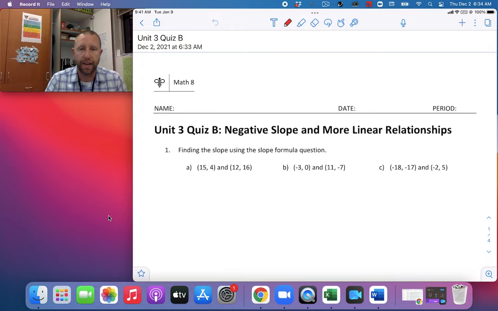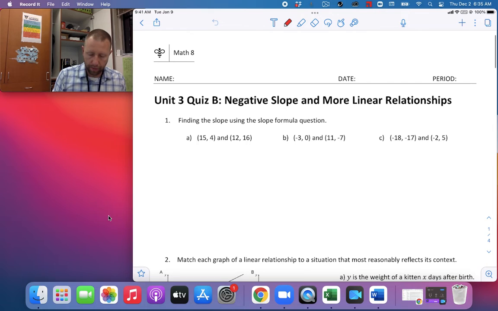All right, so first off, on this quiz we have finding the slope. Slope should always be a fraction. A lot of you tried to answer this question with a decimal. Don't do that. Slope should always be a fraction because we need to know the two things. We need to know the vertical distance and the horizontal distance, okay? So here, find the slope using the slope formula.